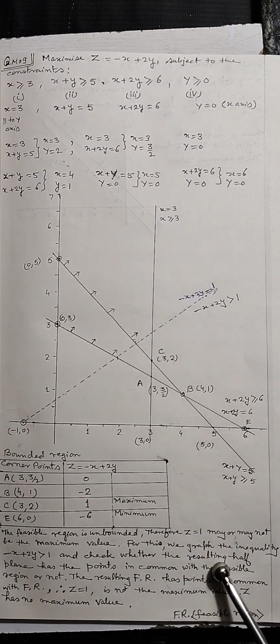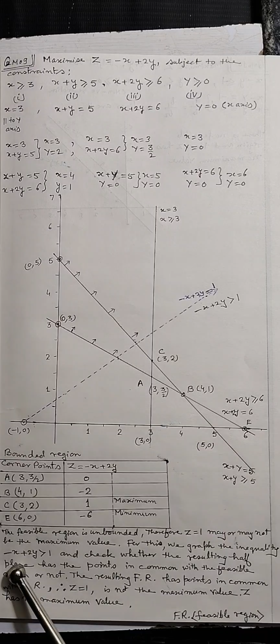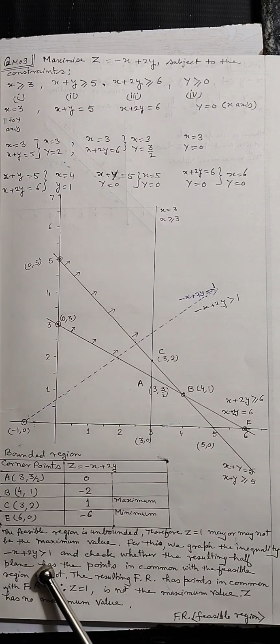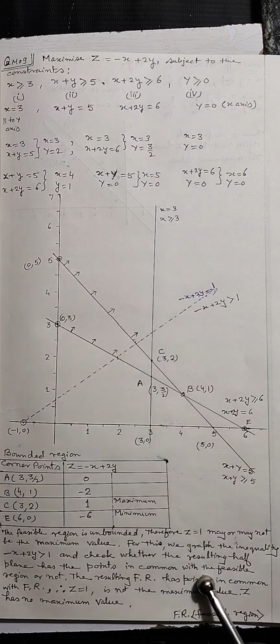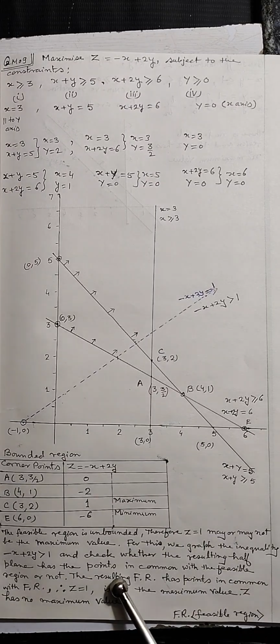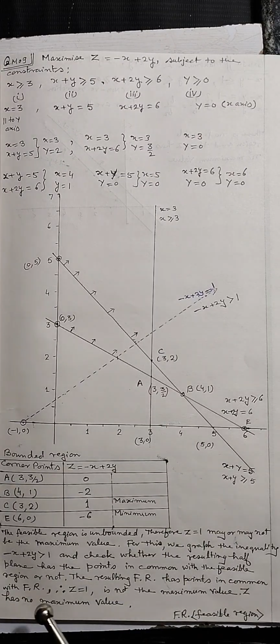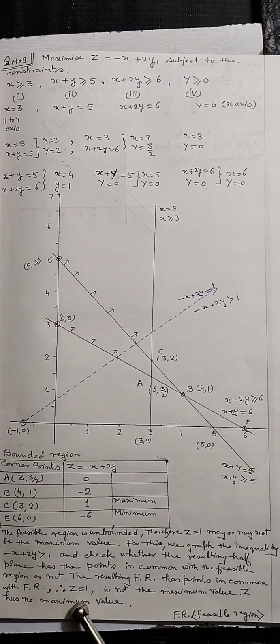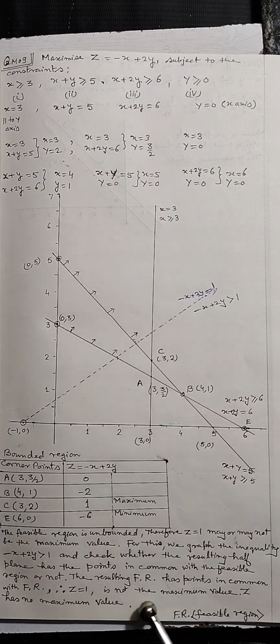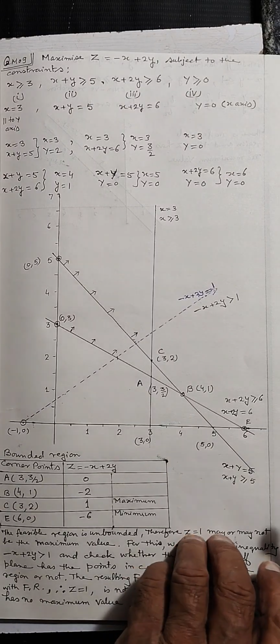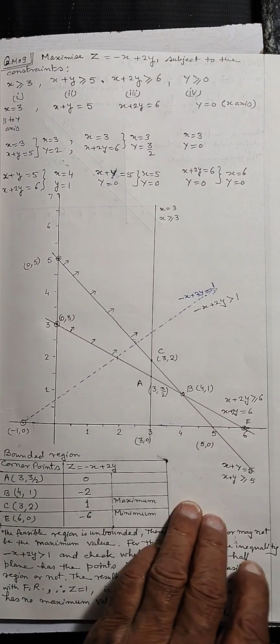For this, we graph the inequality minus x plus 2y greater than 1 and check whether the resulting half plane has a point in common with the feasible region or not. The resulting half plane has points in common with the feasible region. Therefore, z equal to 1 is not the maximum value of z, and z has no maximum value. Here FR stands for the feasible region. Now next question, question number 10.